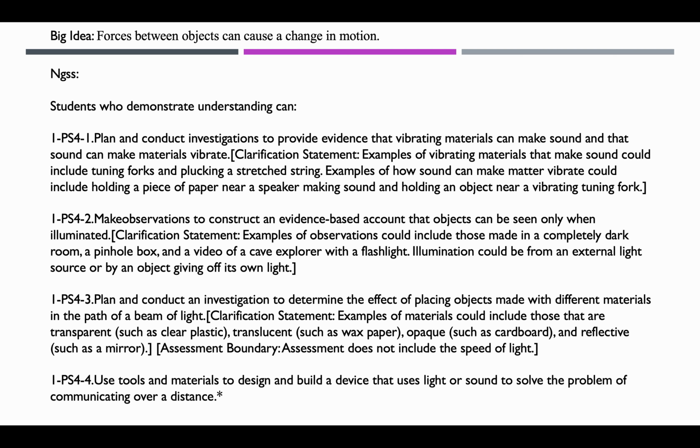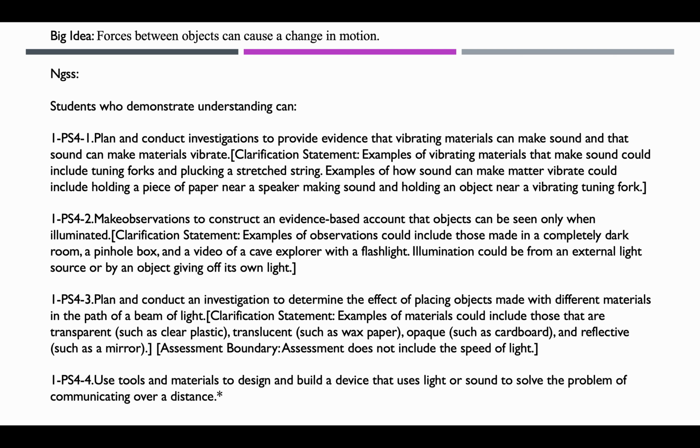1-PS4-2: make observations to construct an evidence-based account that objects can be seen only when illuminated. We're not doing light in this standard in Virginia, so I don't need to do that one, and it's not aligned to the state standards. Same thing with PS4-3, still dealing with light, so that is not aligned. And notice PS4-4: use tools and materials to design and build a device that uses light or sound to solve the problem of communicating over a distance.